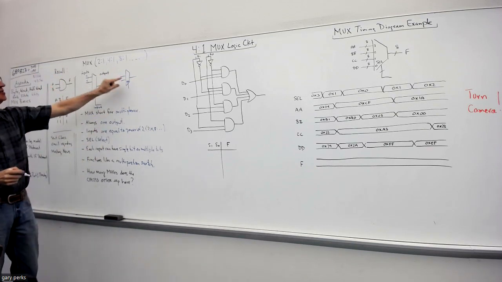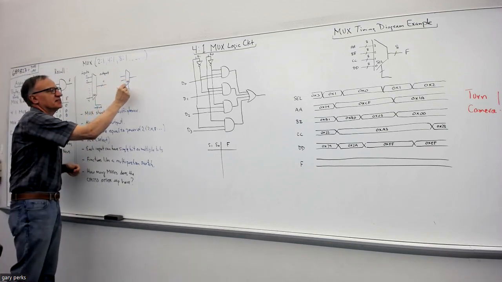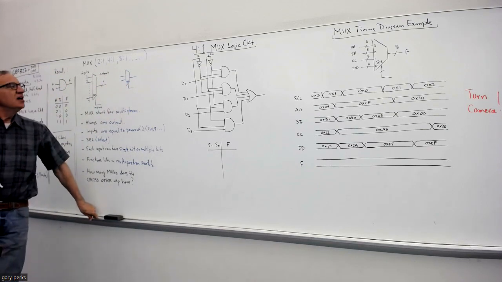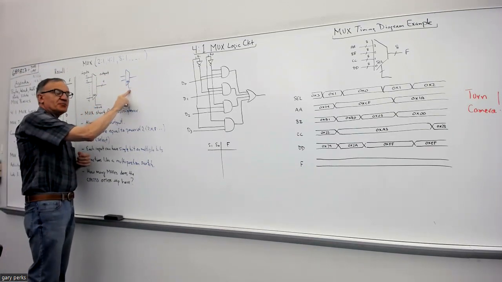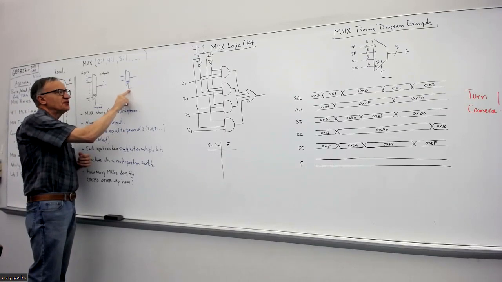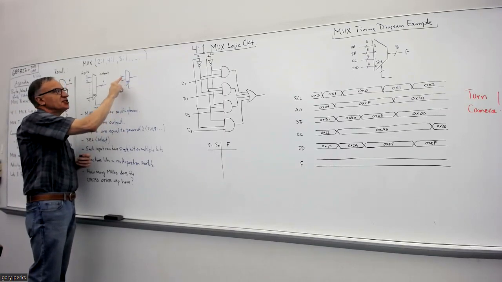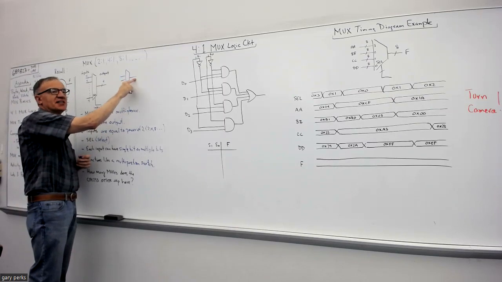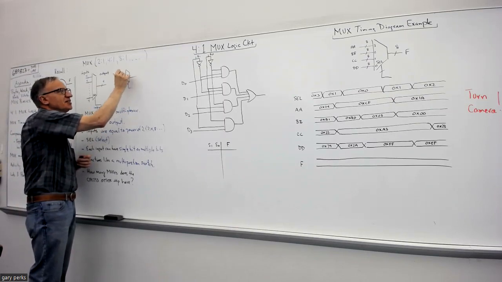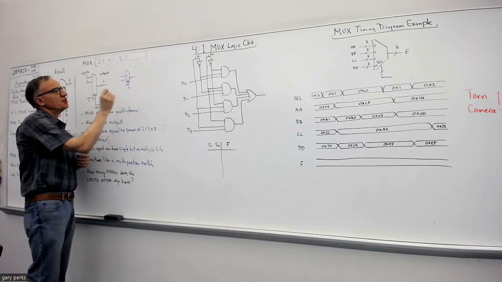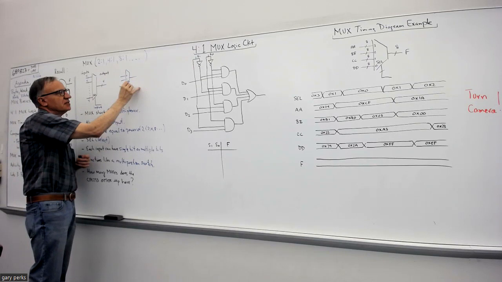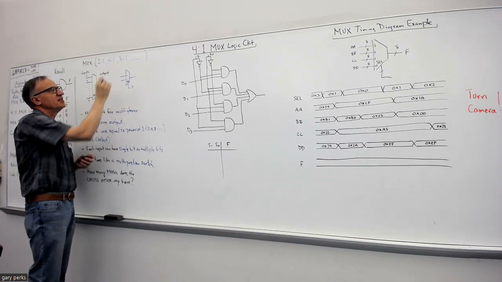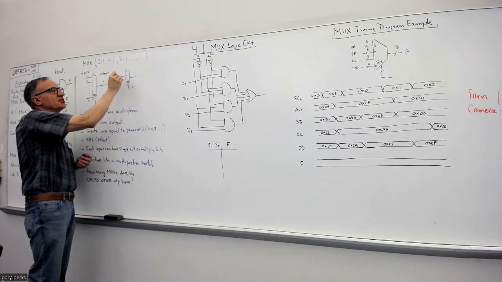Okay, I've got 2 inputs, 1 output, and my select input. Depending on the value of this select input, that determines which of these inputs gets connected to the output. Often you'll see the MUX inputs labeled with a 0 and a 1. So if I put a 0 onto the select line, whatever data is on the 0 input gets connected to the output.